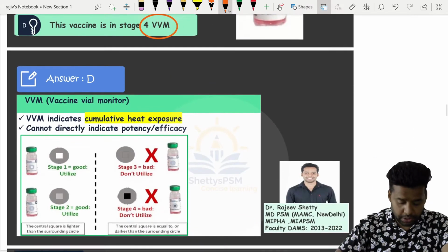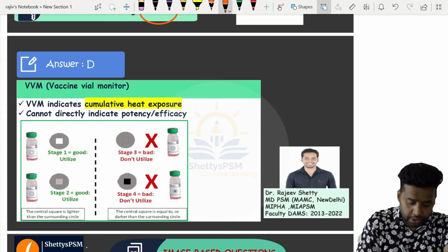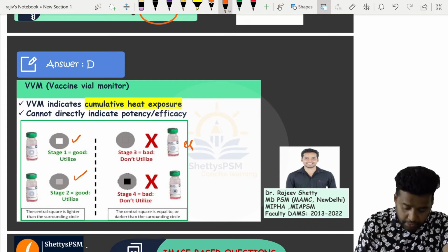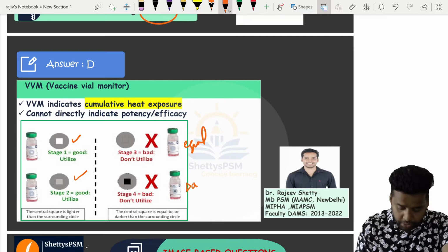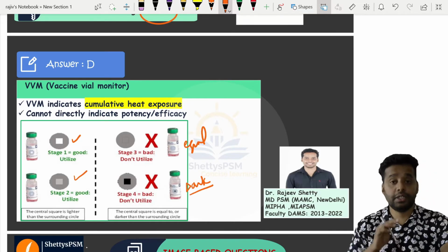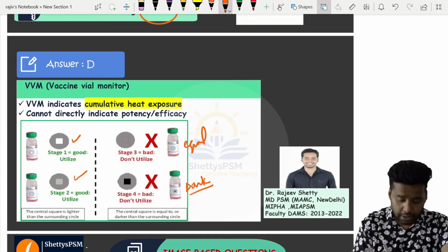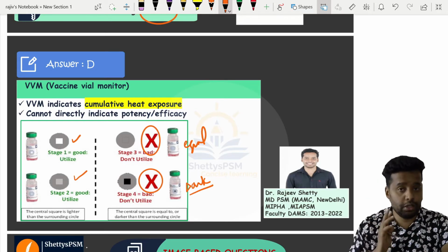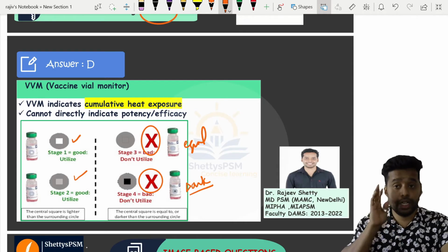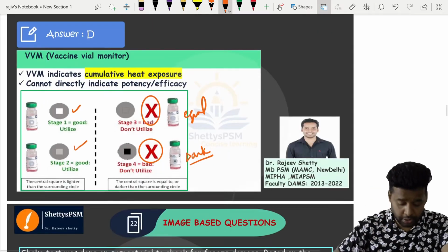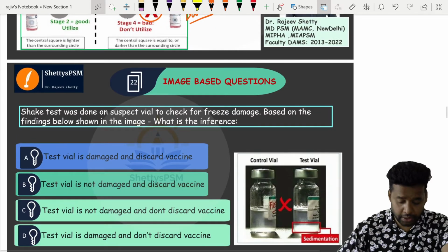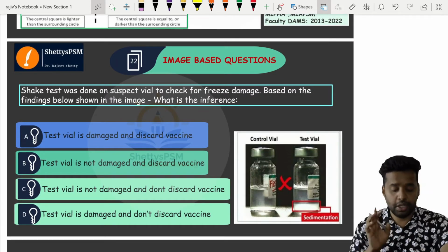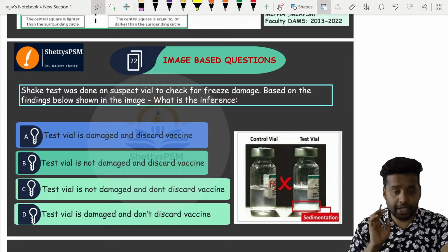So listen, VVM stage 1 and 2 it is good and you can use it. Stage 3 is equal. Stage 4, which was shown for you, is darker. 3 is equal, 4 is darker. Should not be used in 3 and 4. Can be used in 1 and 2. It can indicate what exposure? Heat exposure, not freezing. Shake test was done on a suspect vial to check for freeze damage.